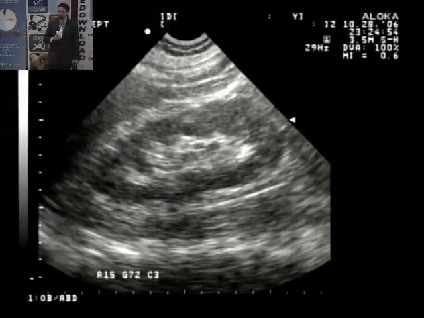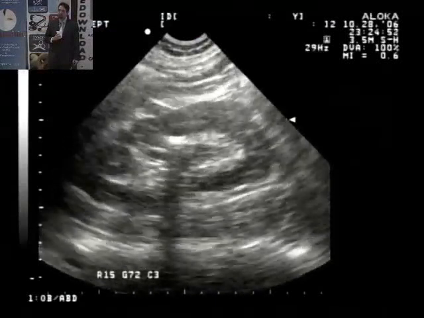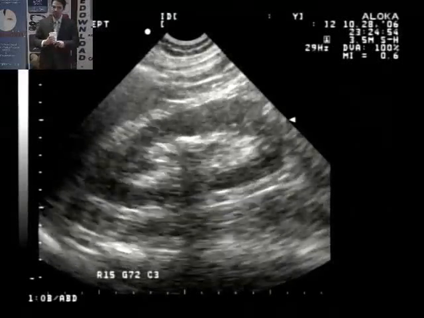So here's a video showing the same thing. There's a stone right at the periphery of the renal pelvis here, or the renal sinus rather, with the dark shadow.